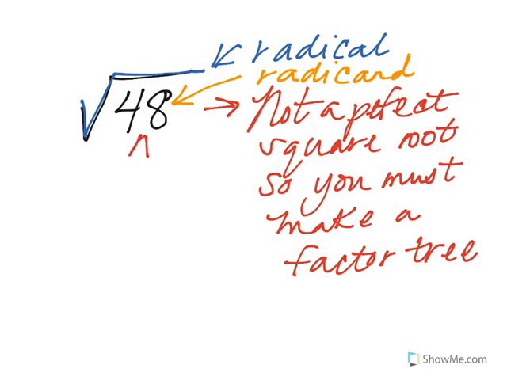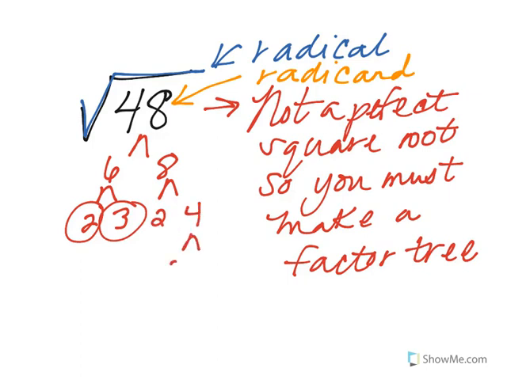So you can factor this as 6 times 8, and then you can factor it, so 6 is 2 times 3, those are prime numbers, and then 8 is 2 times 4, and then 4 is 2 times 2. And then we're going to circle all the prime numbers.